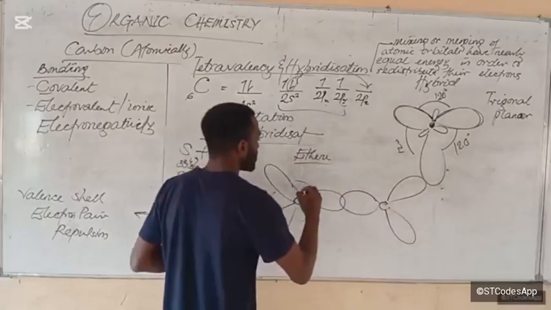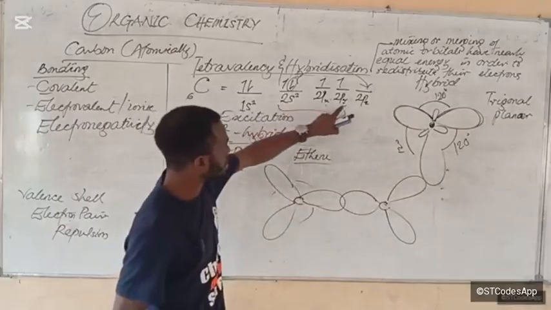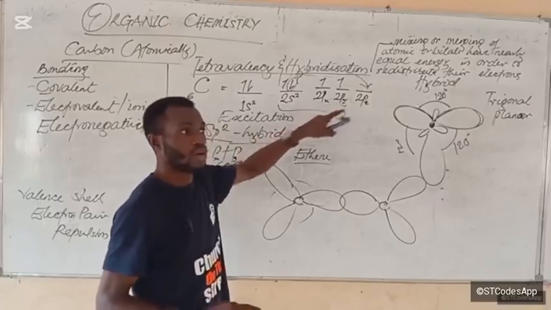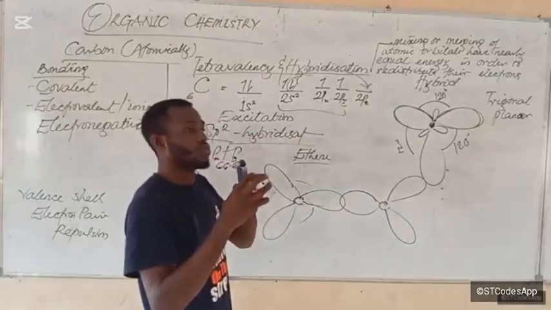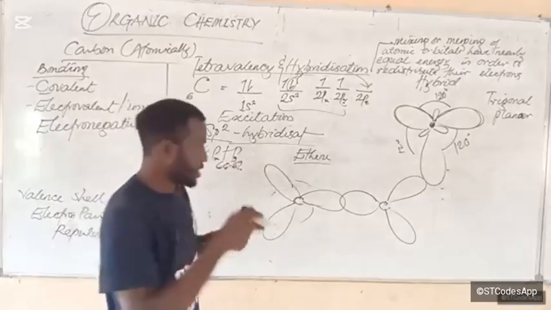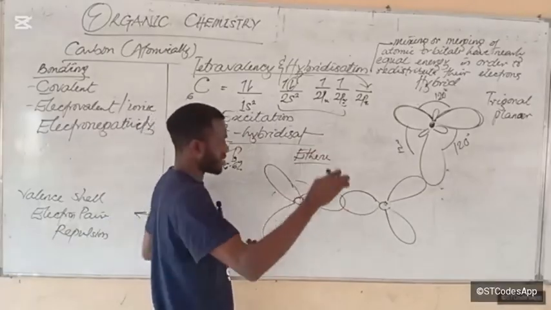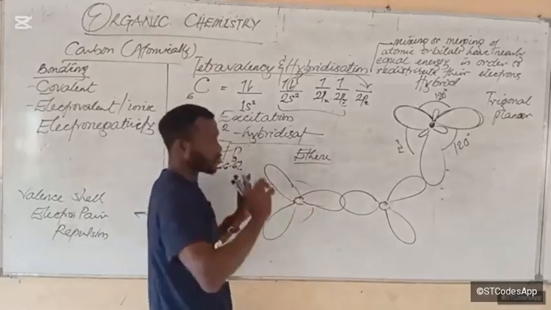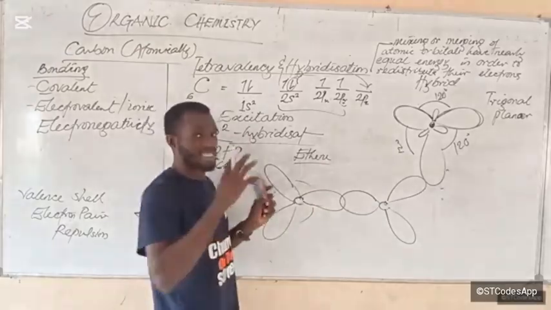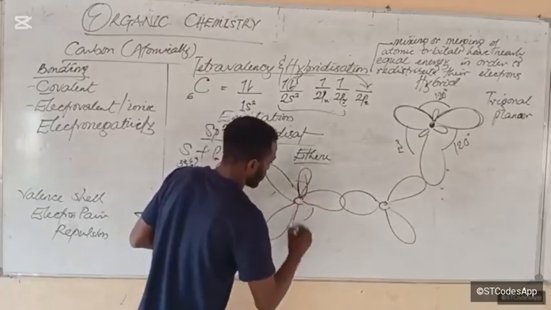Then remember that only the px and the py were hybridized here. So the pz that is unhybridized is going to be on the z plane. I have rotated what I'm drawing here so that the z plane is going to fall up and down like this.